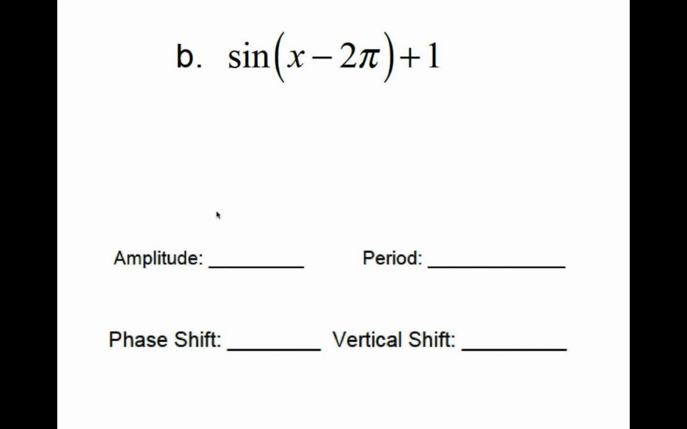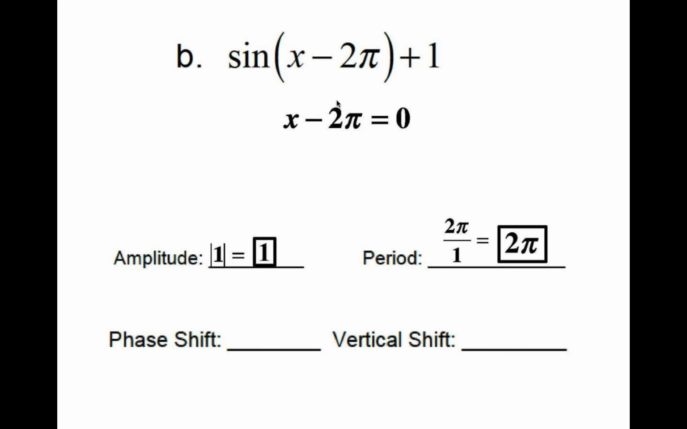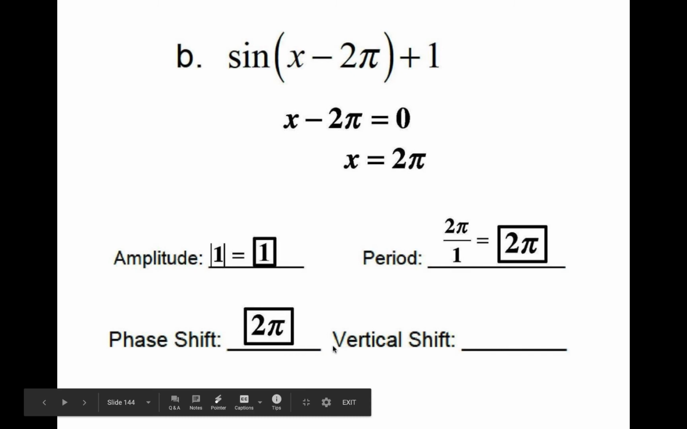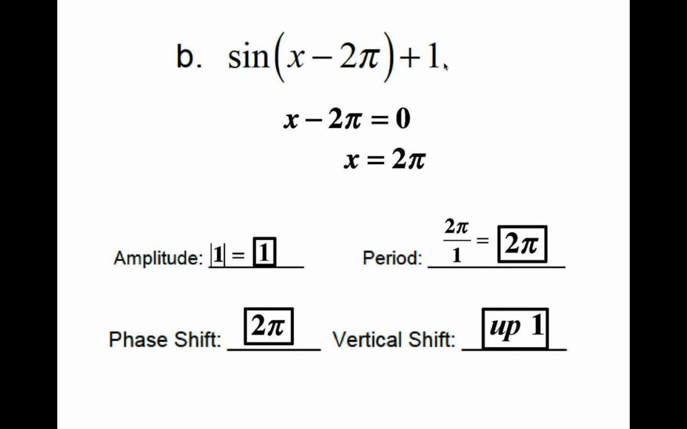For B, the amplitude is the absolute value of 1, which is 1. Your period is 2 pi divided by the number of x's. There's only one x, so it's 2 pi divided by 1, which is 2 pi. For your phase shift, you set the parentheses equal to 0. Solve for x by adding the 2 pi over. So my phase shift is 2 pi. And then your vertical shift is the number on the end, which is up 1.